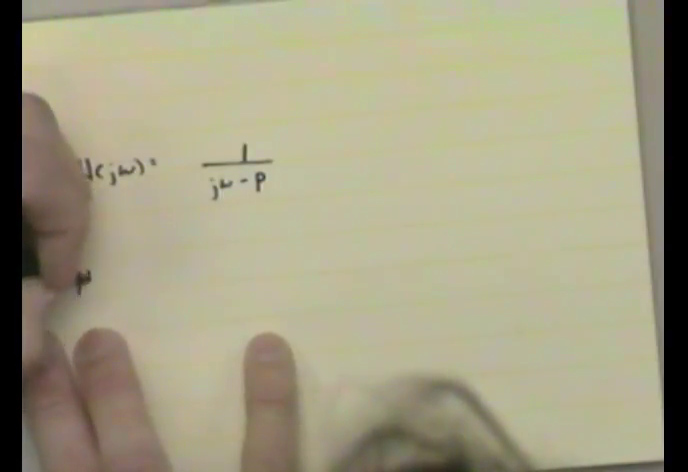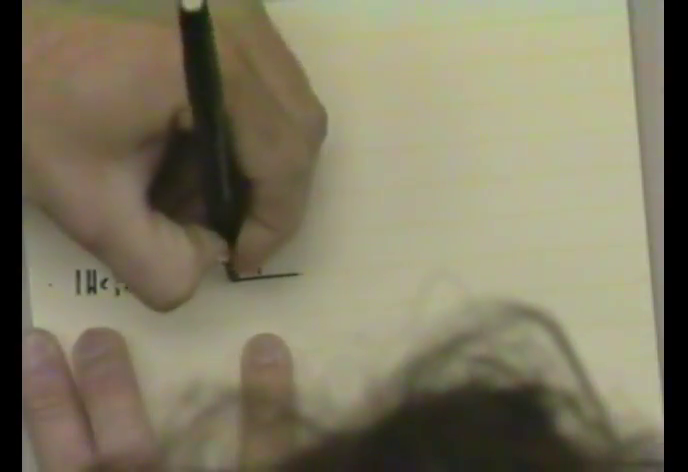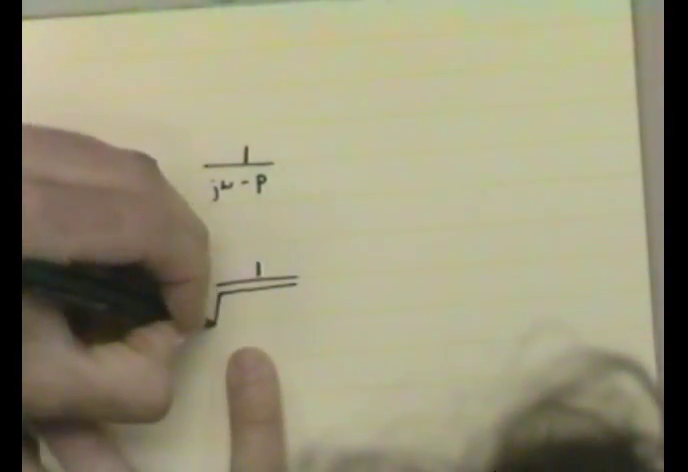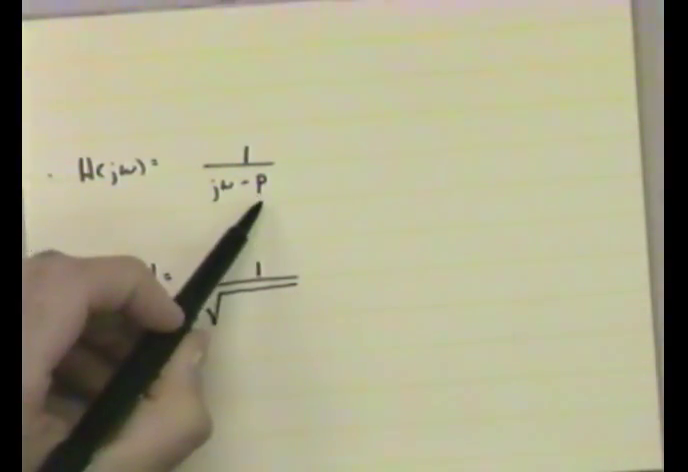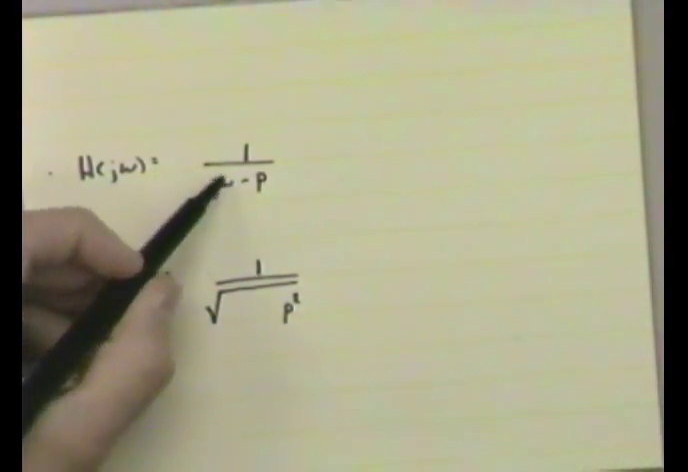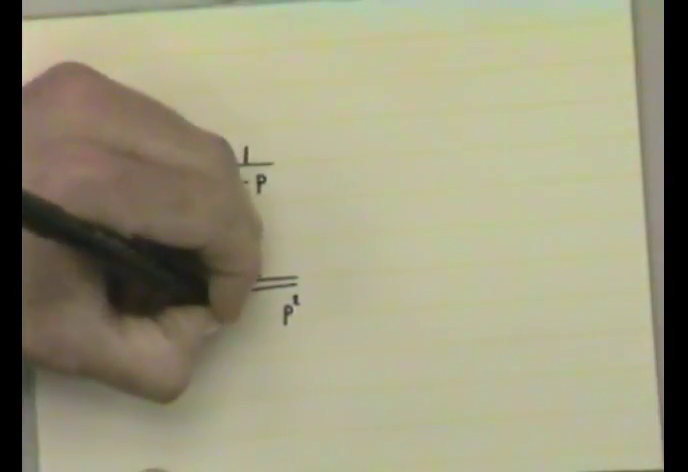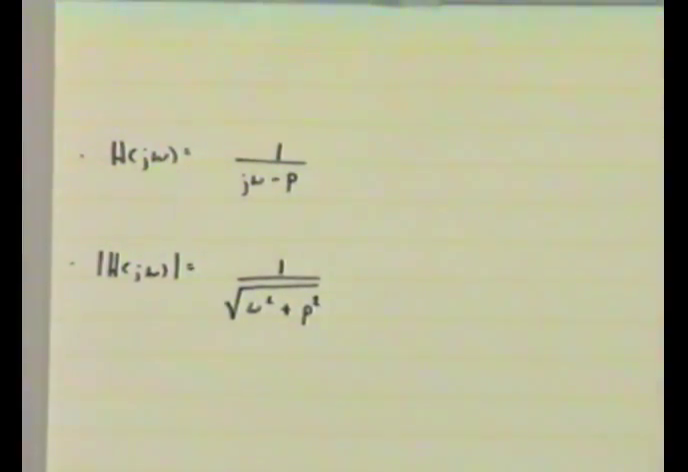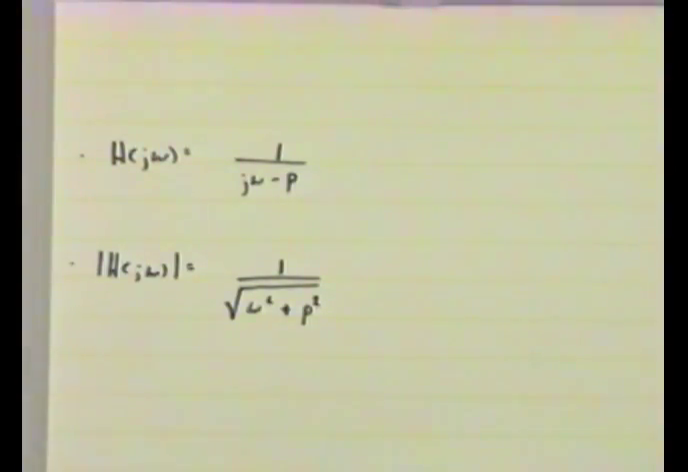So now, the magnitude is given by the root of the sum of the squares of the imaginary and real parts, right? This term is purely real. So from here, we get p squared. And from this purely imaginary term, we just get omega squared. And so that's the correction there. And let's look at the graphical interpretation.